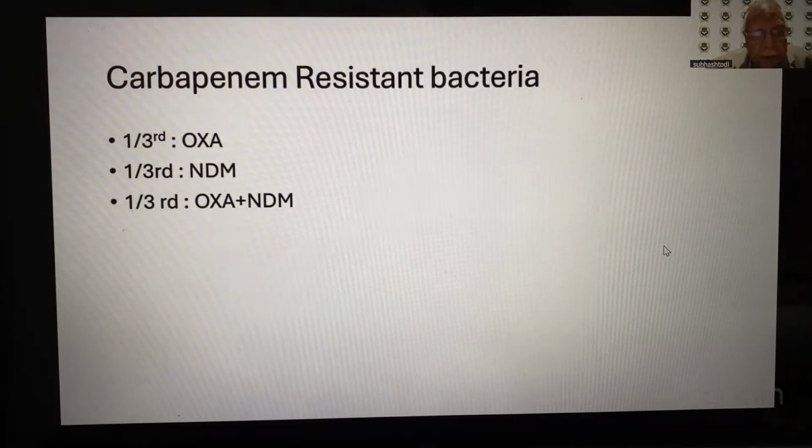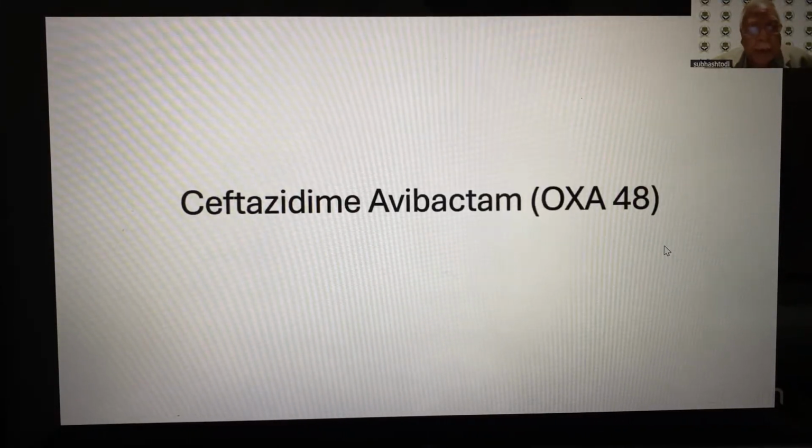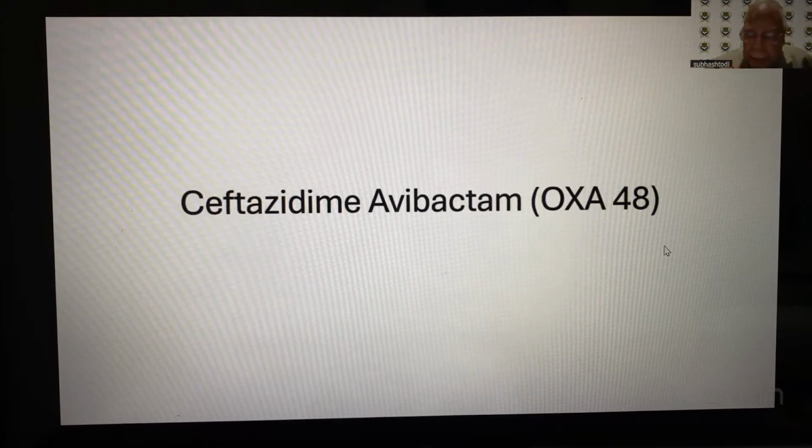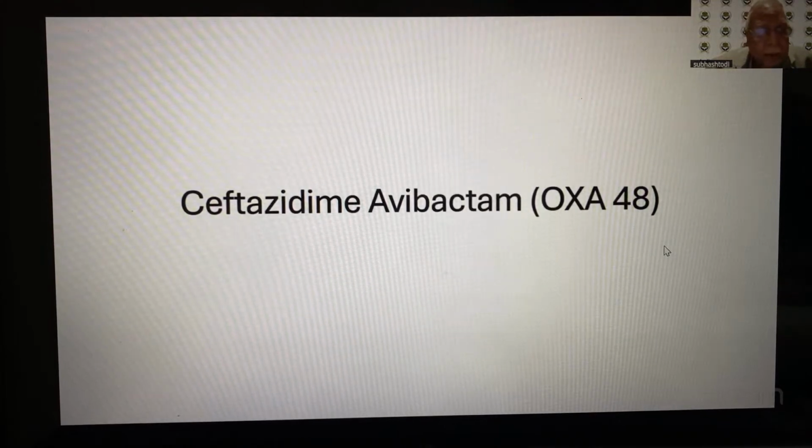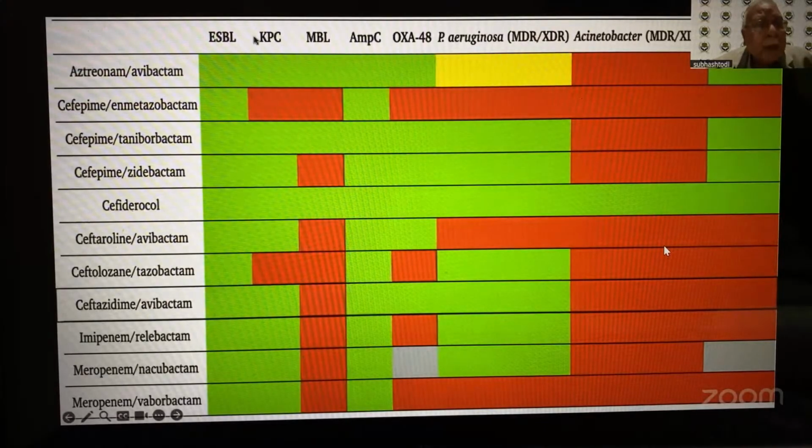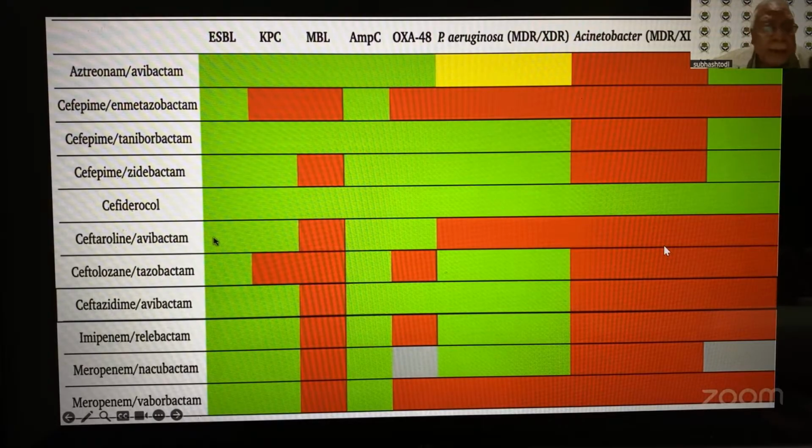NDM, 1/3 is OXA plus NDM. Now, ceftazidime avibactam has been mentioned by Dr. Shayan as active against OXA 48. Bacteria carrying OXA 48 will respond to ceftazidime avibactam. And you know, ceftazidime avibactam is a good antibiotic. It doesn't work against NDM, doesn't work against Acinetobacter, doesn't work against difficult to treat Pseudomonas, but it's a very good drug for OXA 48 and definitely for ESBL.